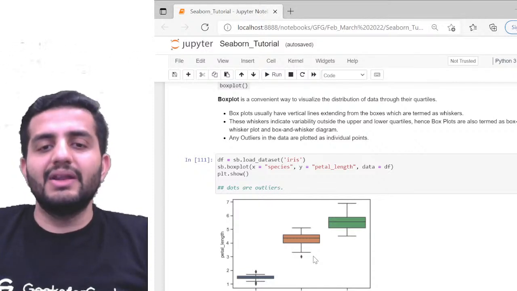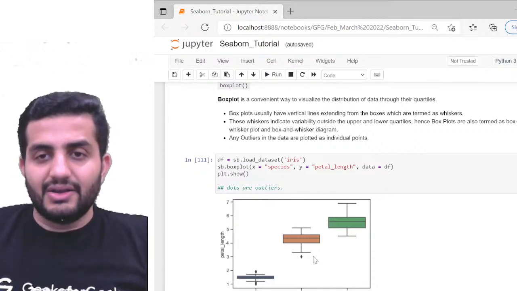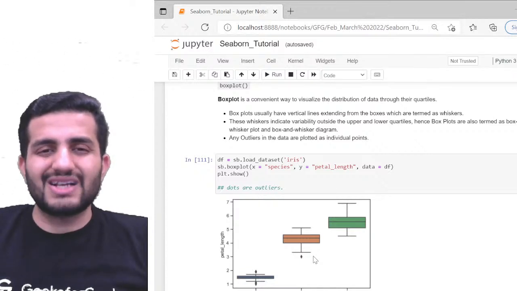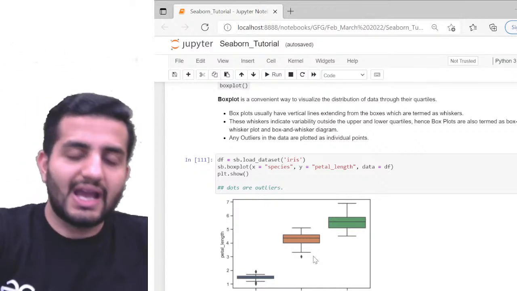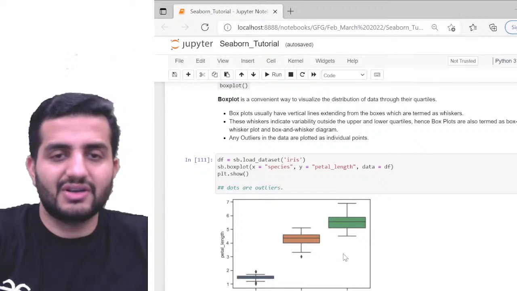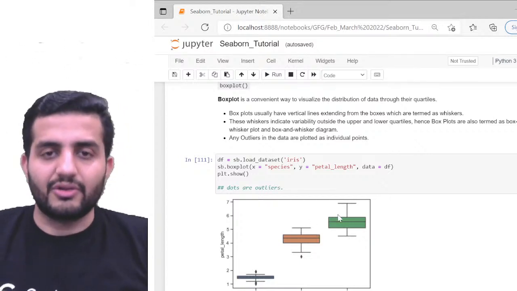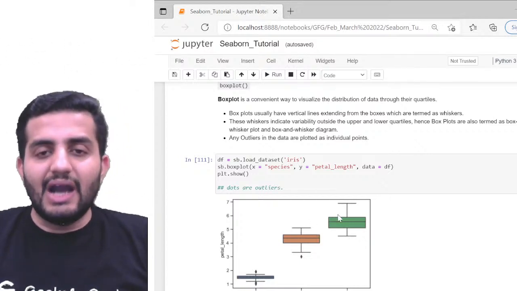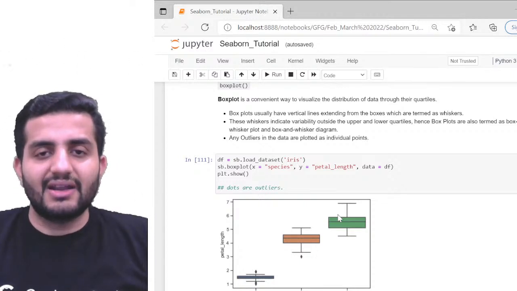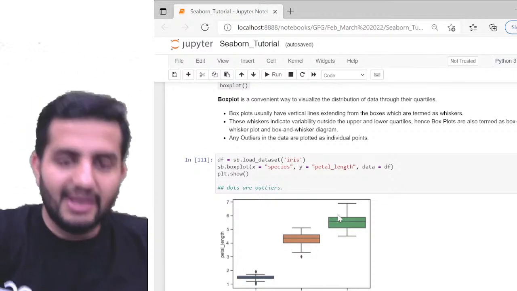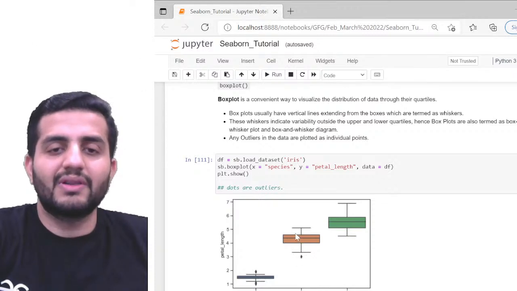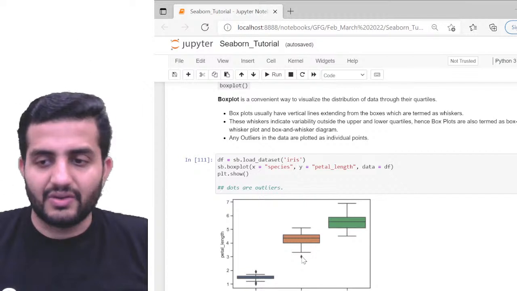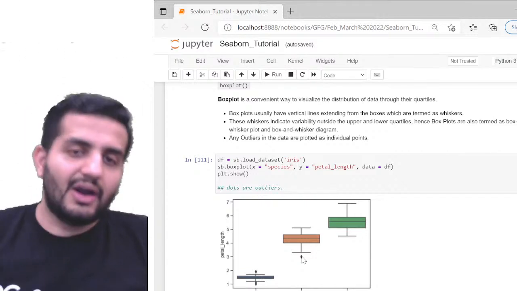So box plots are also termed box and whisker plots. Why? Because I have a box in between, and then I have the whiskers on the top and the bottom side. Any points which are plotted beyond the whiskers are actually termed as my outliers. Got it? So this is what an outlier is.